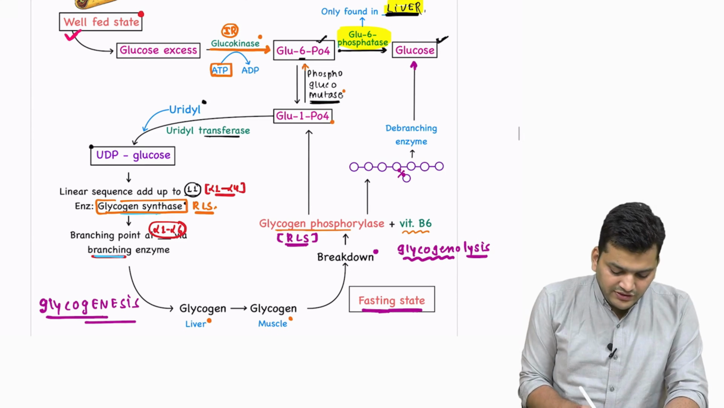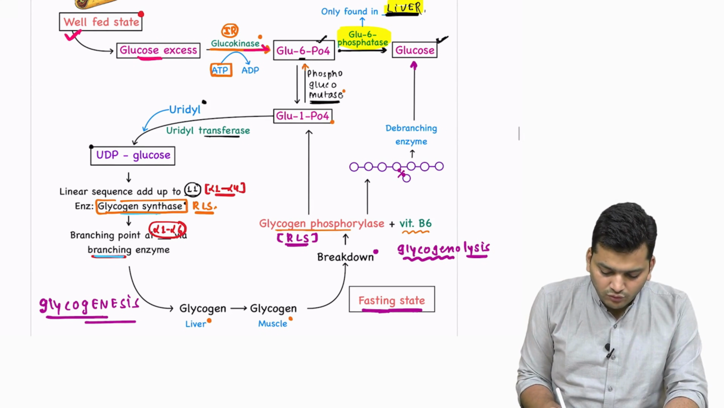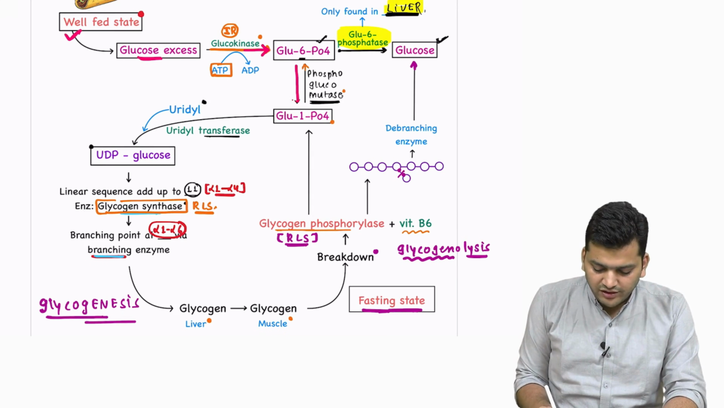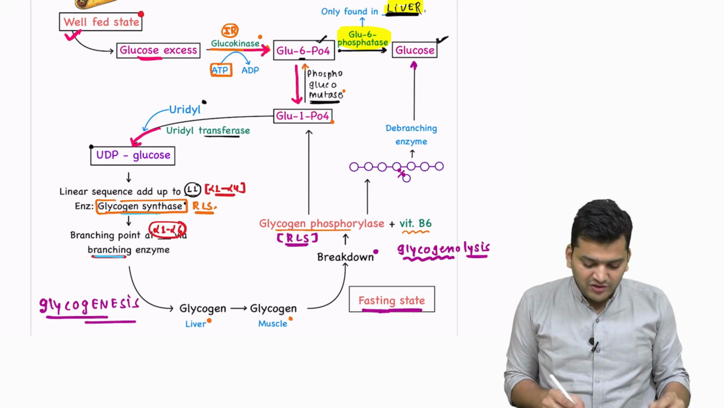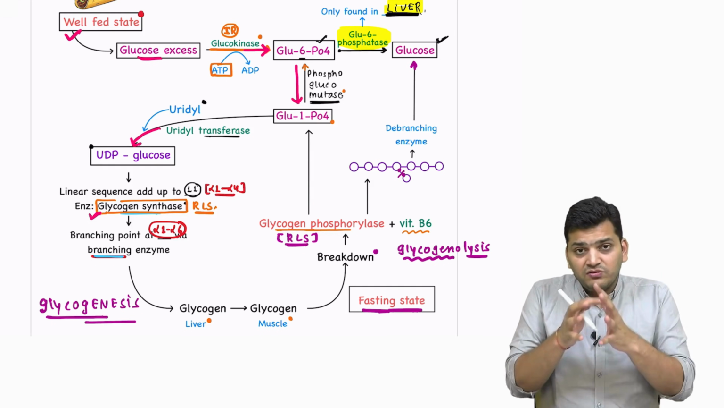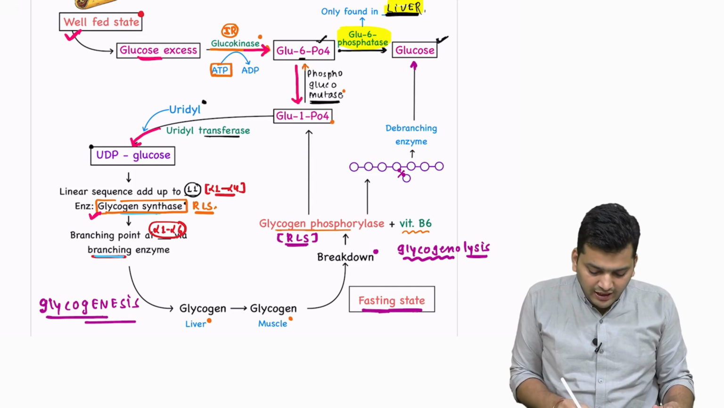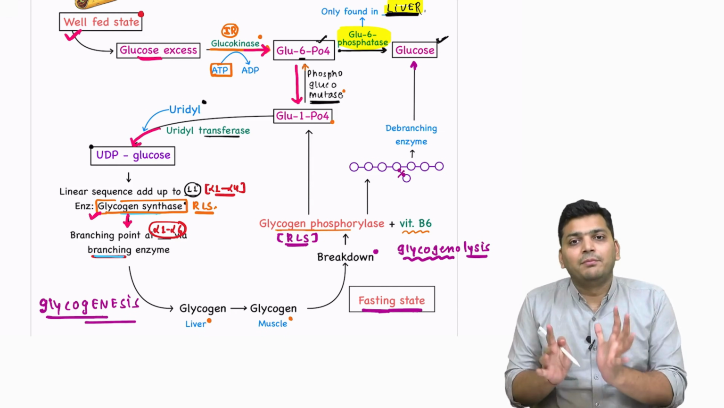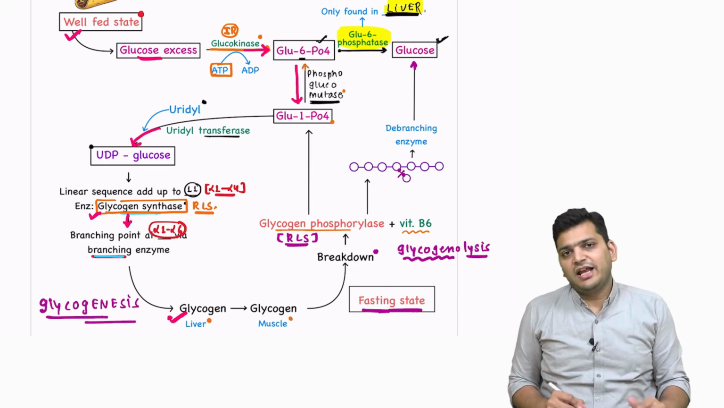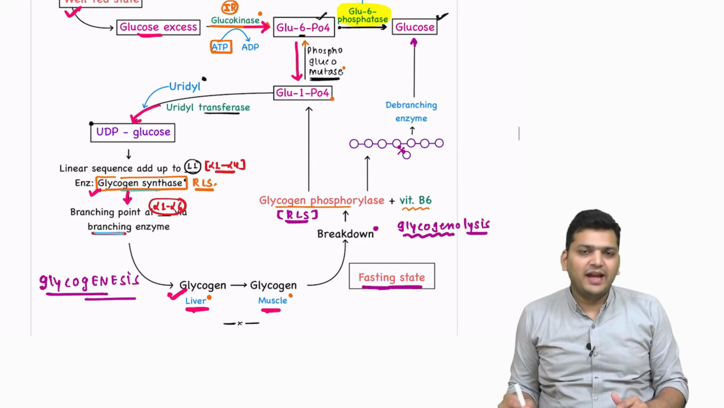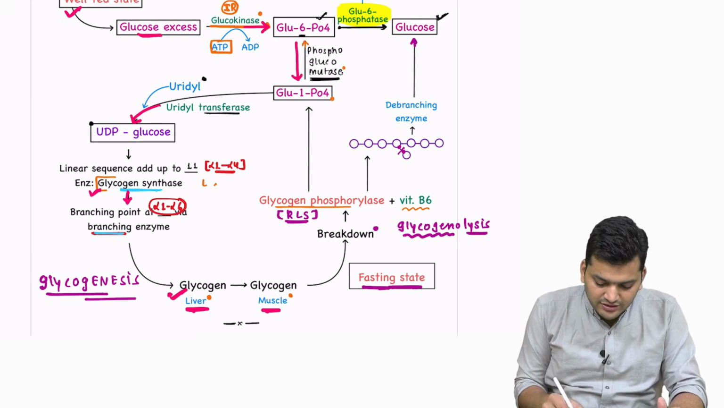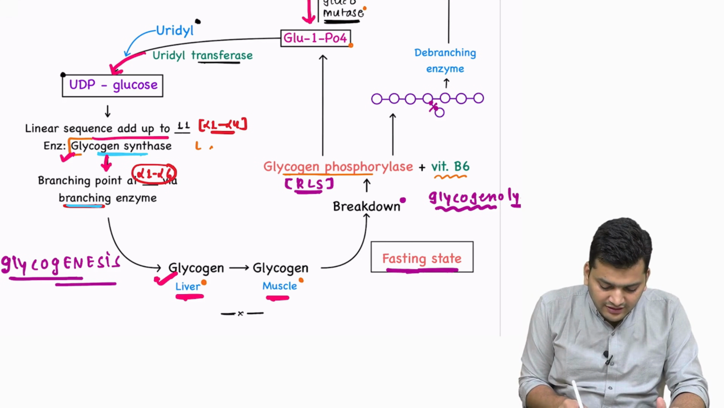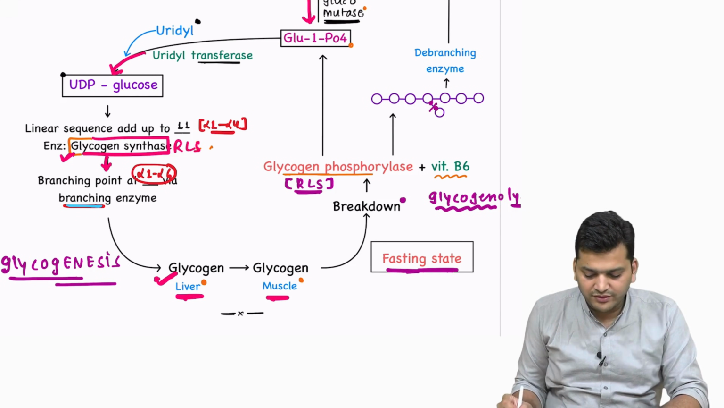When we are in the well-fed state, the excess glucose will convert into glucose 6-phosphate. The glucose 6-phosphate will convert into glucose 1-phosphate, and that will convert into UDP-glucose, the sticky glucose molecules. And now, with the help of the enzyme glycogen synthase, first we are going to make a linear sequence. And with the help of the branching enzyme, we are going to make the branches. And ultimately, what we are going to make? Glycogen. That will be stored where? In the liver and the muscle. This is how the glycogen synthesis occurs. The rate limiting enzyme in the glycogen synthesis is going to be glycogen synthase.